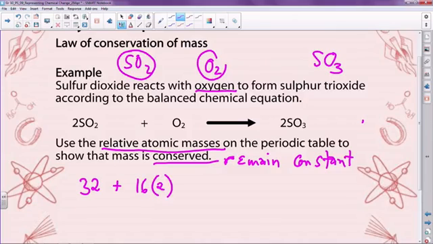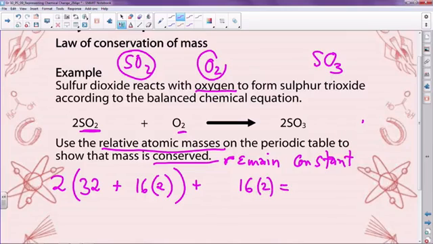Remember, there are 2 molecules of sulfur dioxide. A molecule of sulfur dioxide contains 1 sulfur and 2 oxygen atoms. So whatever we get, we shall multiply by 2. So this is what we have as far as sulfur dioxide is concerned. This is the reactants, plus that of oxygen. Oxygen is 16. But how many atoms of oxygen do we have in this molecule of this element? There are 2. Now, we're going to equate that to the products.